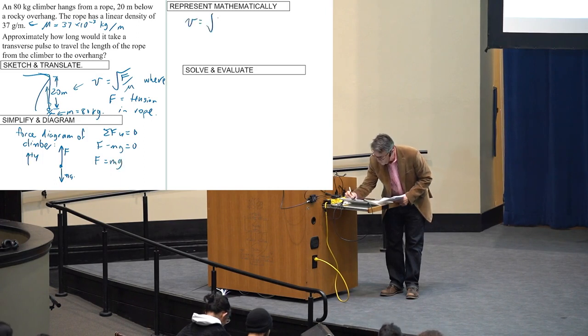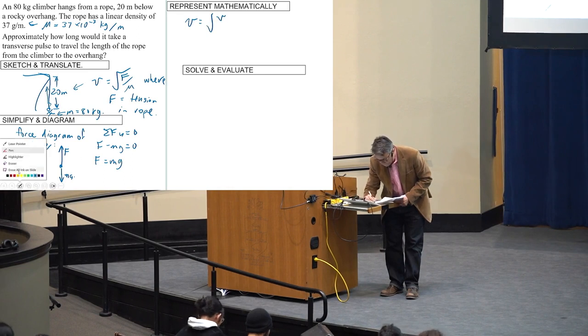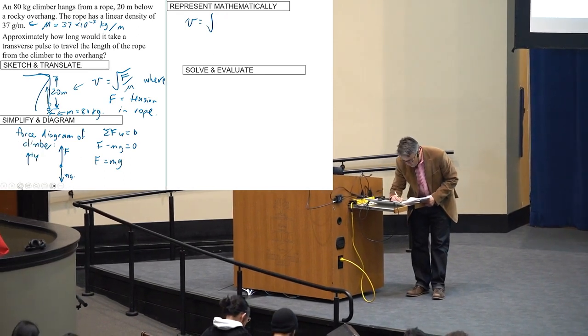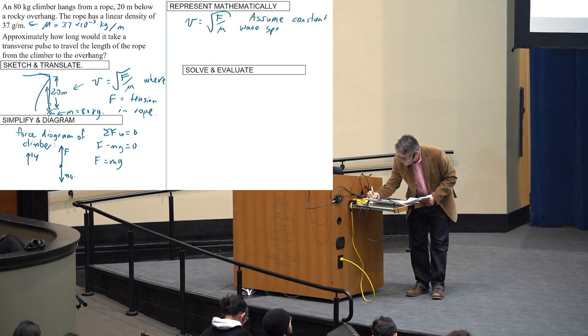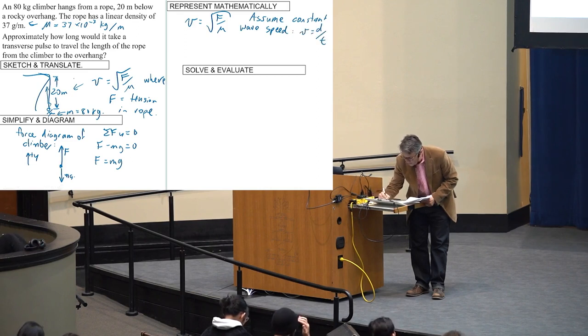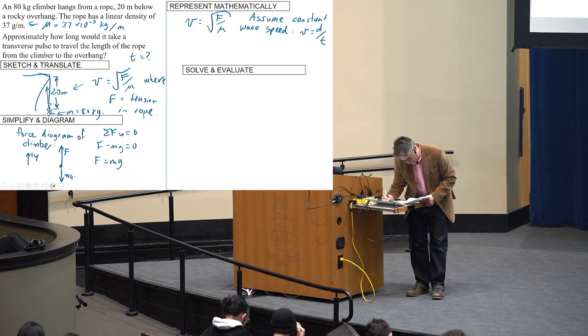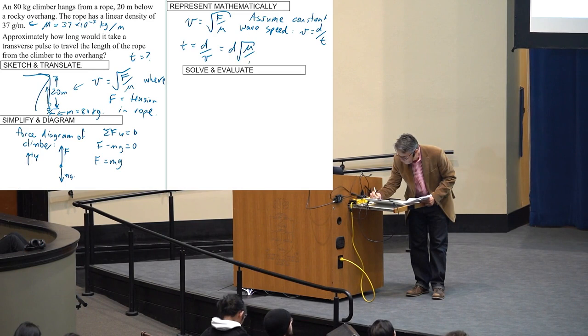And then you can just find the V, F over mu. Don't forget to convert everything to SI units. That's sort of important. Assume also constant wave speed, so zero acceleration of the wave. So V is equal to D divided by time. We're trying to find the time, right? So T is equal to D divided by V, which is going to be D times the square root of mu over force or something.